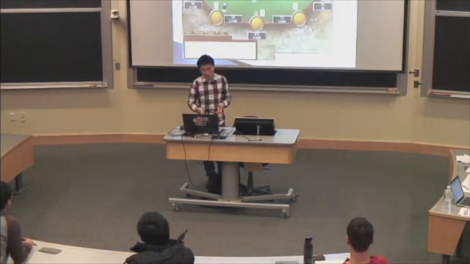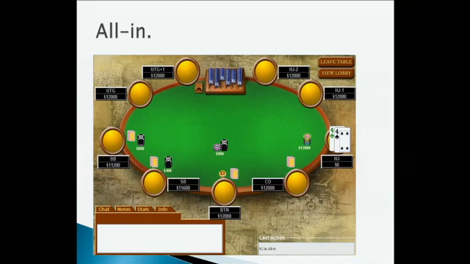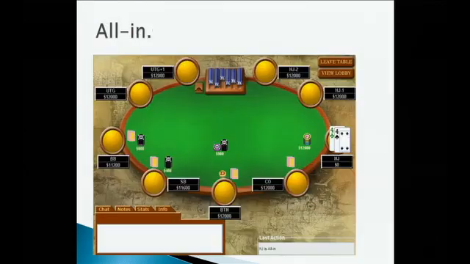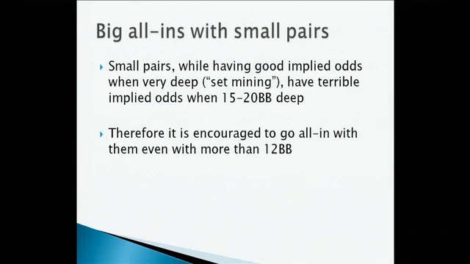Okay, a few more pointers about going all in pre-flop. Here, this is definitely a good play, I think. You have pocket fours from hijack. You have 15 big blinds, which is more than what I said you should go all in with. But going all in is a good play instead of just raising to two times the big blind, because small pairs, while having good implied odds when very deep. In the last class, I talked about set mining. I said small pairs are great when you have like 100 big blinds, because you can try to hit 3 of a kind and just win a massive amount of money when you do. But they actually have terrible implied odds when it's like 20 big blinds deep, because you only hit 3 of a kind 1/8 of the time.